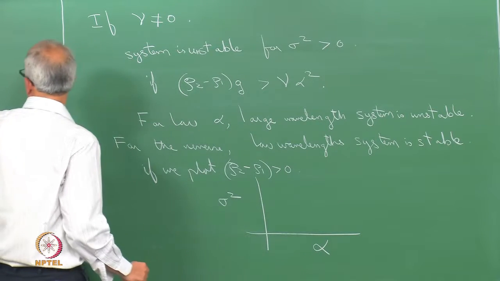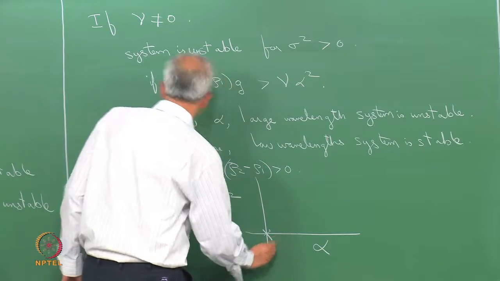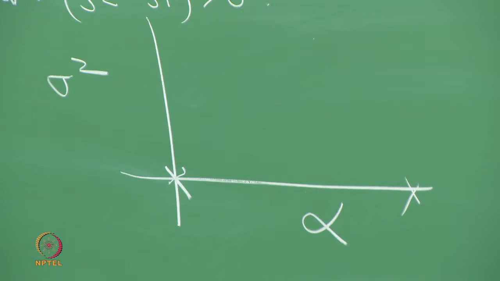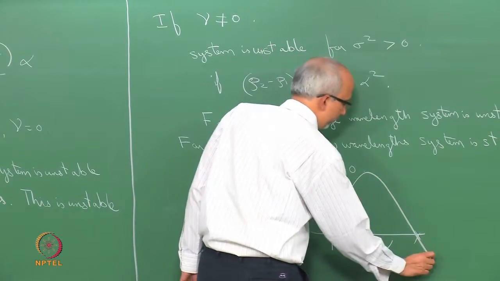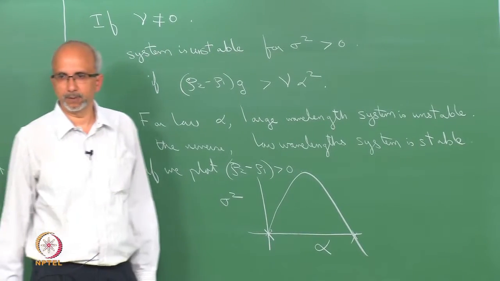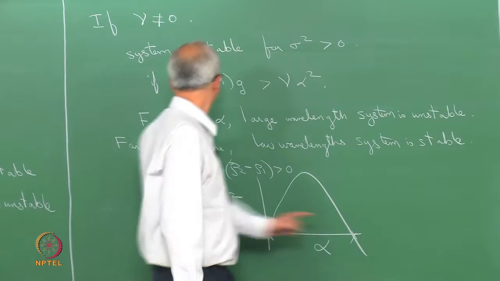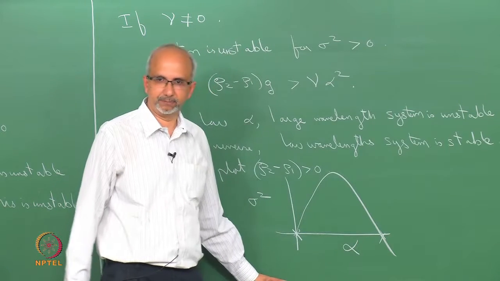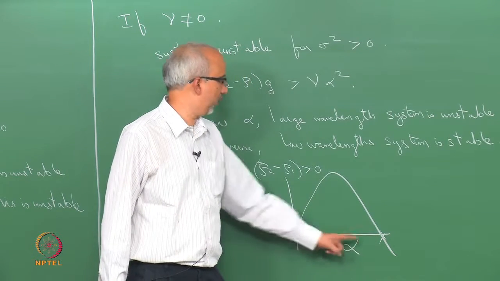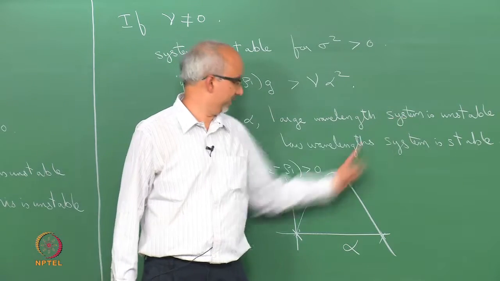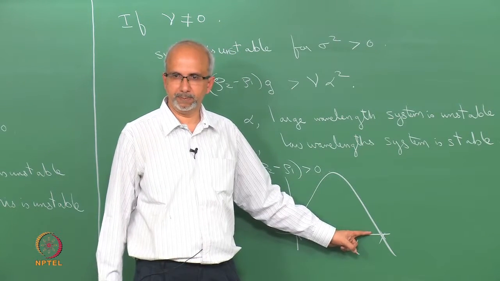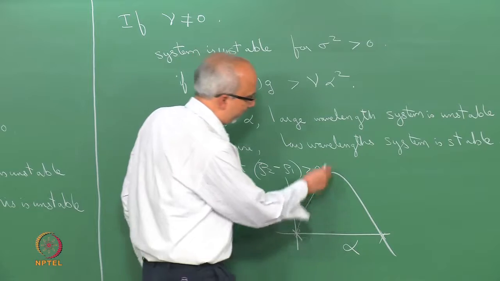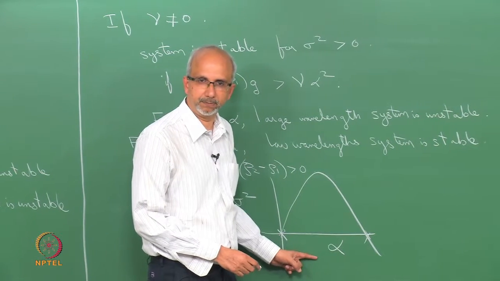Clearly, for alpha equal to 0, sigma squared is 0, and there is some value of alpha depending upon the gamma for which again it is 0. So there is an interval here in which it is going to be going up and coming down, okay. For alpha large, the system is stable, that means sigma squared is negative. And for in between, for low alpha, the system is unstable, sigma squared is positive, okay. So there is a change of the stability, and what this means is there is some kind of a maxima which you are going to see in this dispersion curve, okay.